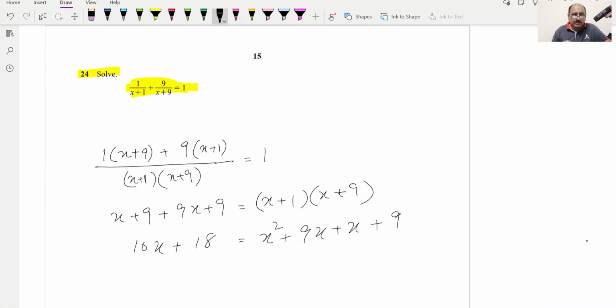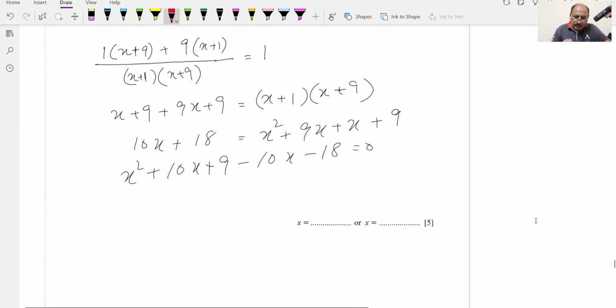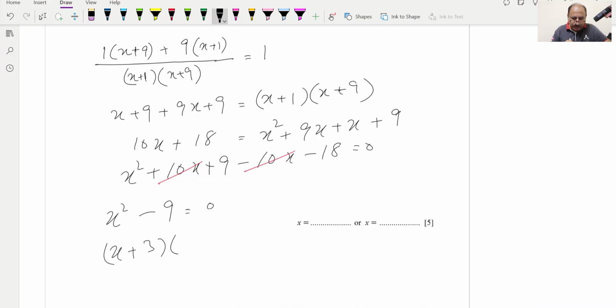Now further we can shift these two terms also to the other side, and we will get x squared plus 10x plus 9 minus 10x minus 18 is equal to 0. So we can cancel plus 10x and minus 10x, and it will be x squared minus 18 is equal to 0. And how did we get 18? It should be 9 minus 18, so minus 9. And we can write it as x plus 3 and x minus 3 is equal to 0. This implies x is equal to 3 and x is equal to minus 3. And these will be basically the values which we provide over here, 3 and minus 3.